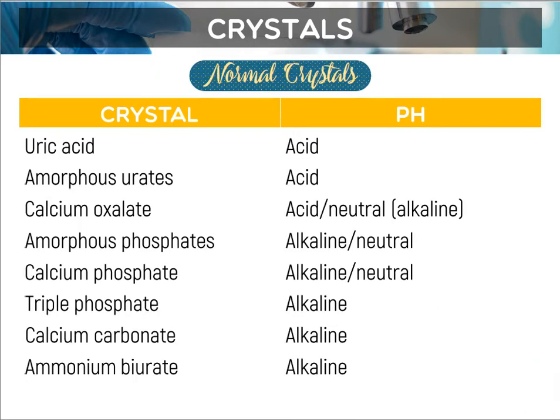Alright, so this is for your normal crystals, okay? Normal crystals: uric acid, amorphous urates, calcium oxalate in acidic urine. Amorphous phosphates, calcium phosphate, basically anything phosphate, alkaline or neutral, calcium carbonate, ammonium biurate, these are alkaline, okay?